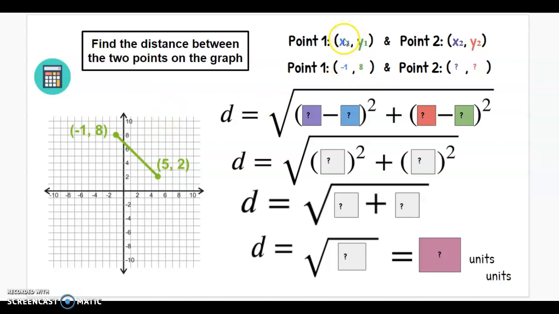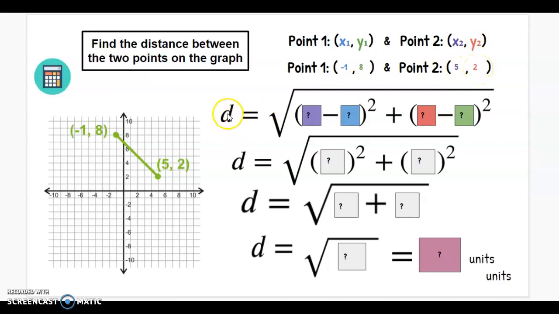So then this blue point is going to be my x1 and this green point is going to be my y1. My second point is 5 comma 2. So my point 2 is going to be 5 comma 2. So my x2 is going to be 5 and my y2 is going to be 2.